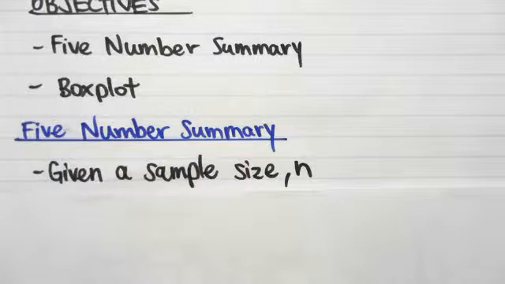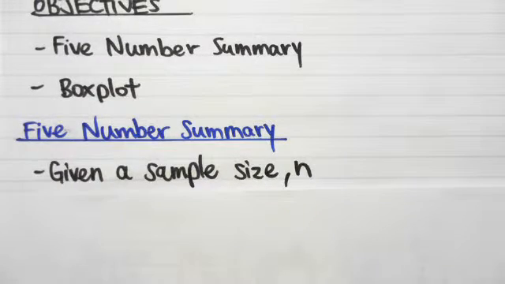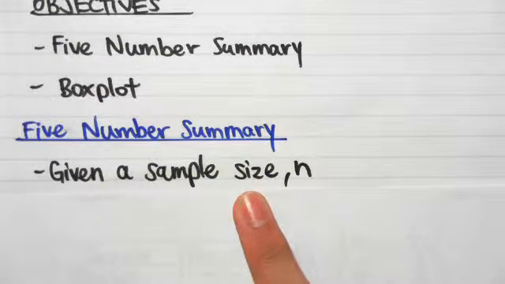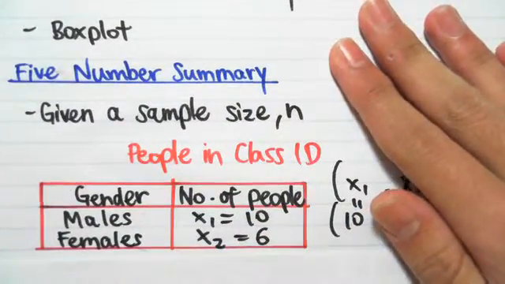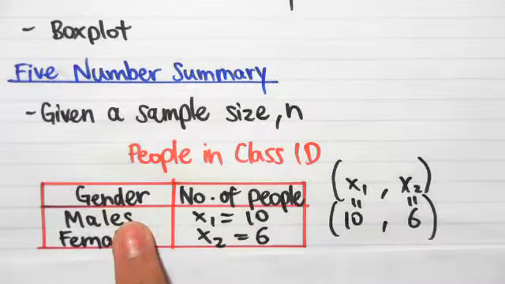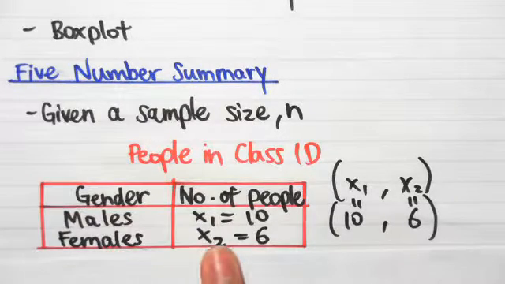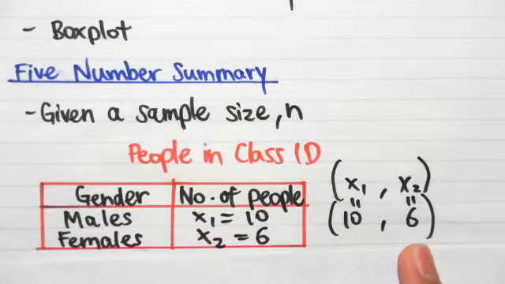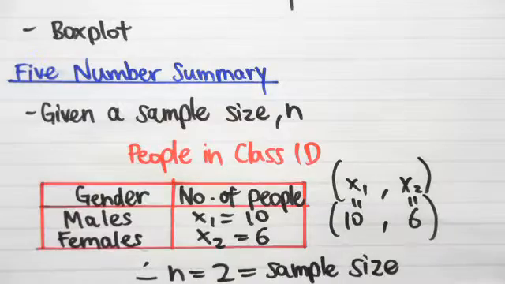Firstly, you're being given a set of data, and also you're given a sample size, which we'll assign to n. The sample size basically is the amount of values that are in your data. So back to our example of people in class 1D. We had 10 people that were males, which we assigned x1 to, and there were 6 people that were females, which we assigned x2 to. So we're given 10 and 6 as our values, and the amount of values given in our data is just 2. Therefore our sample size is just 2.